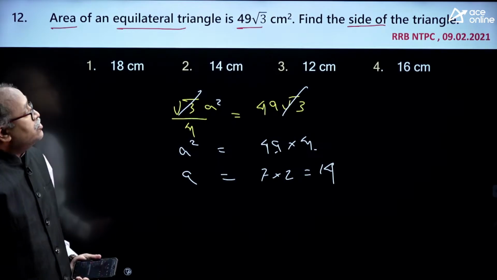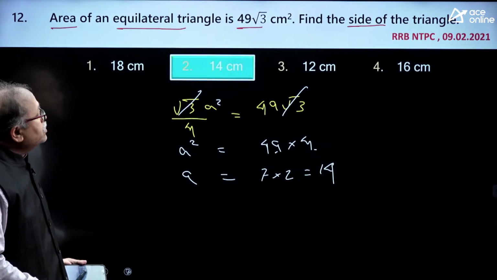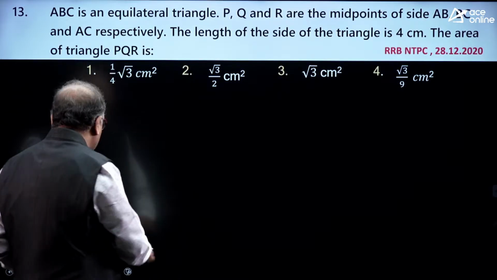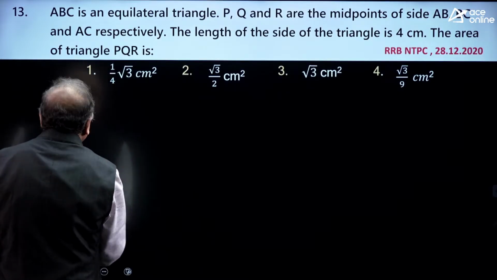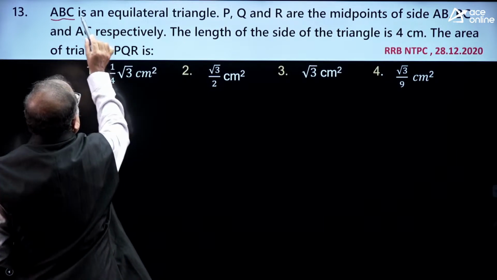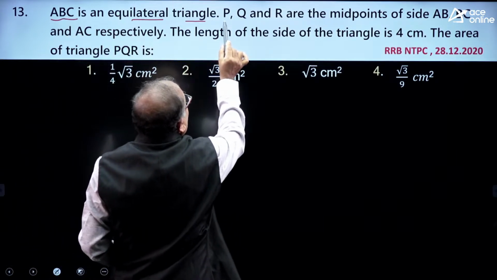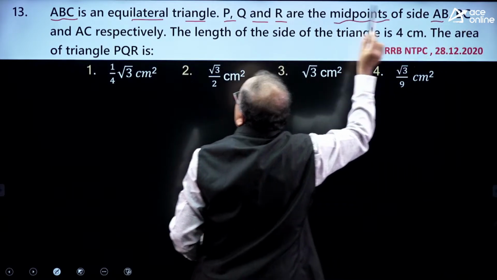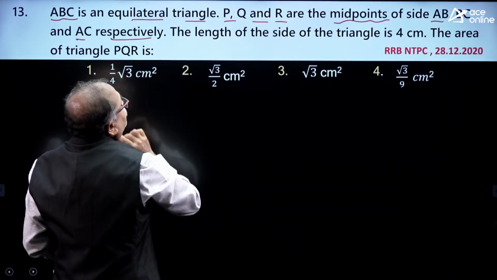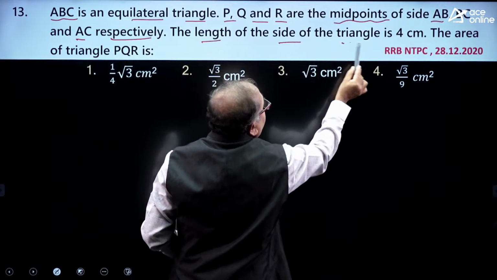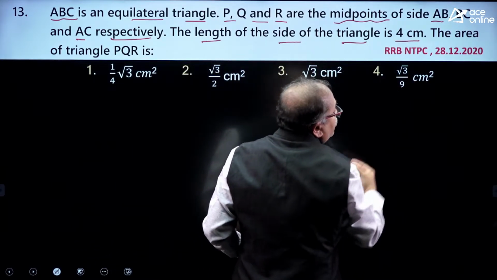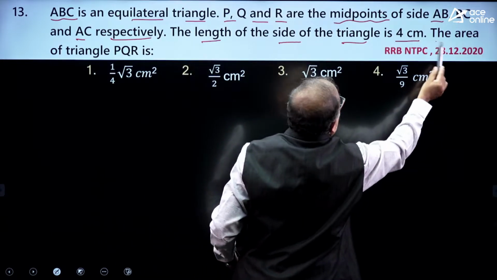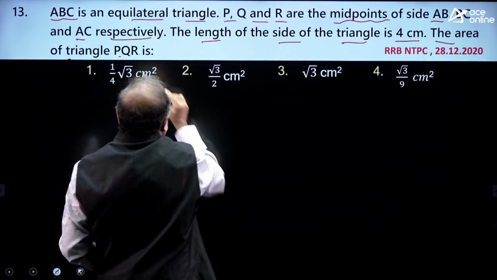The next question on your board is this. 14 is the answer, and here is the next question. Let's look at the question, and after that I will wait for your response. ABC is an equilateral triangle. P, Q, R are the midpoints of sides AB, BC and AC respectively. The length of the side of the triangle is 4 centimeter. Find the area of the triangle PQR.